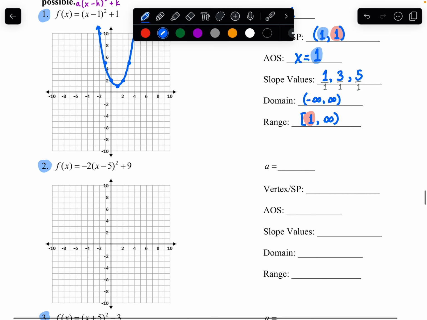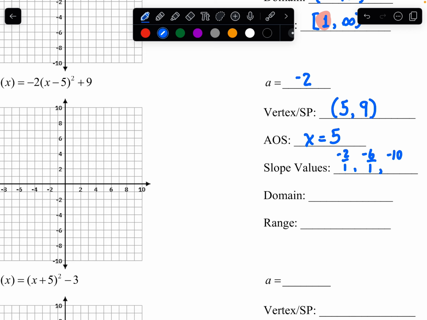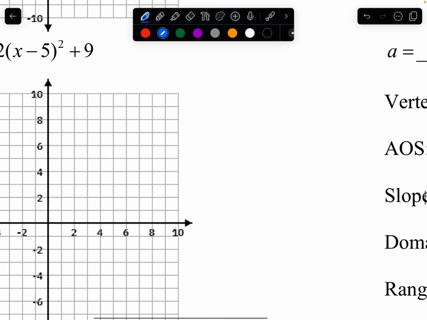All right, so I'm going to move through this next one a little bit faster. So we have a slightly different a value. We have a -2. My vertex is going to be at (5, 9). My axis of symmetry again, that comes from the 5 in the vertex. My slope values now are going to be -2 over 1, -6 over 1, and then -10. So that's my 1 times a, 3 times a, 5 times a. If I want, I can fill in the domain and range now if you understand how to do that from the vertex. Otherwise, we always have our graph to look at.